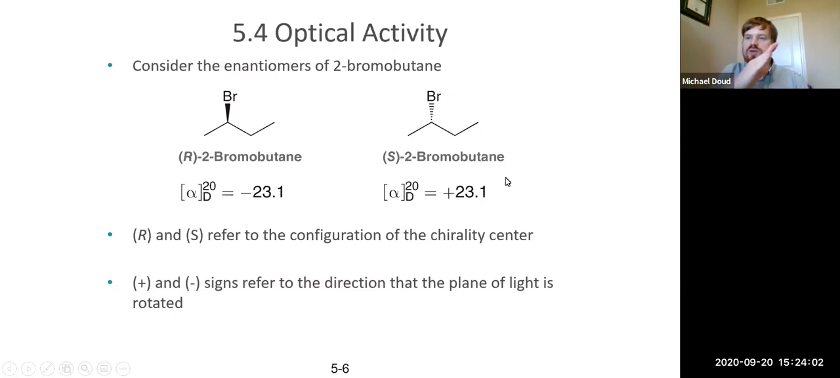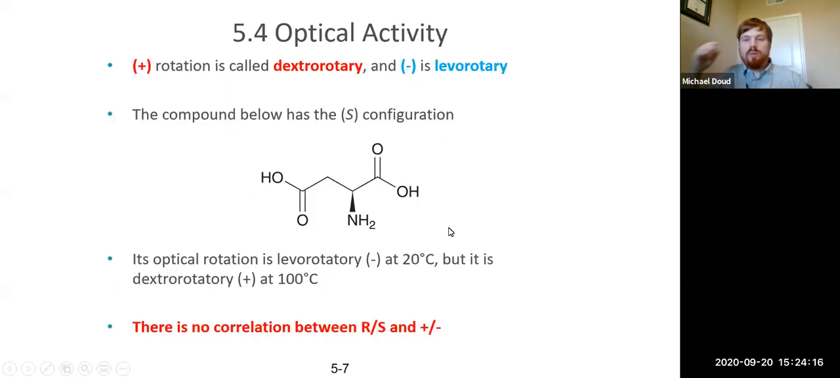And again, you can think of it as degrees, like you're moving the little polarimeter one way or the other. You move it one way, that's the positive. You move it the other way, that's the negative. That's the positive and negative that we get here. Now, what we want to point out is that there's no correlation between R/S and plus/minus. The plus/minus are measurements that we take in lab. You can't say that this one's an S and it's plus, and this one's an R and it's minus. That does not happen, okay? So don't even think that. That's the one thing we don't want to get confused.